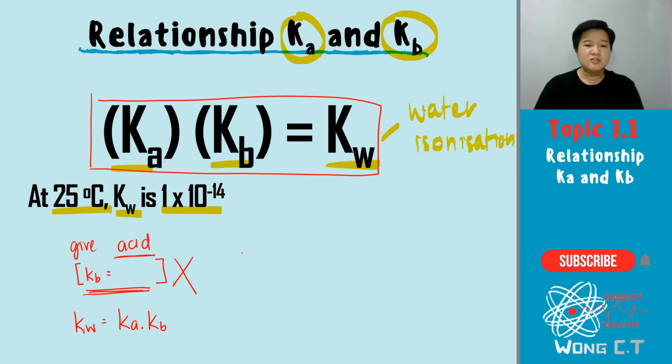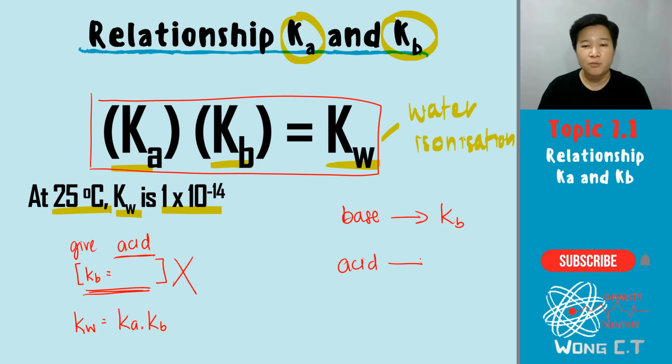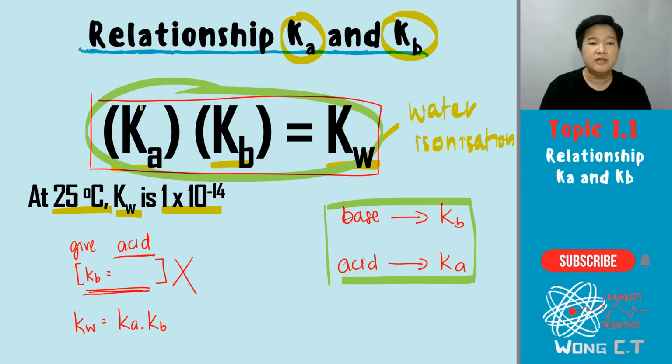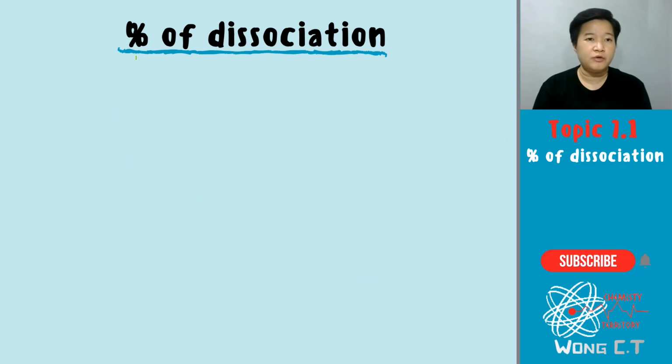Makes sense? So be very careful when the question talks about base. Make sure the one that we have is a Kb. If the question talks about acid, make sure the one that we have is a Ka. And if the question did not give you what you want, then you need to use this formula to change to the Ka or Kb that you are looking for.